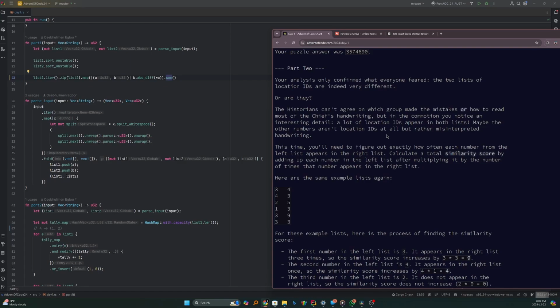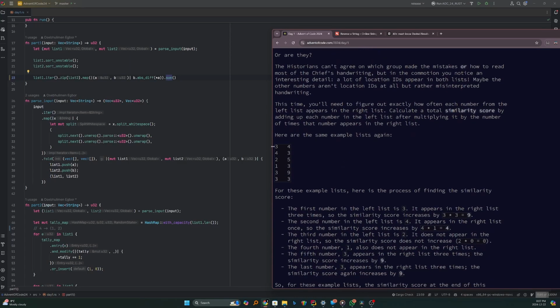The historians can't agree on which group made the mistakes or how to read most of the chief's handwriting. But in the commotion, you notice an interesting detail. A lot of location IDs appear in both lists. Maybe the other numbers aren't location IDs at all, but rather misinterpreted handwriting. This time, you would need to figure out exactly how often each number from the left list appears in the right list. Calculate a total similarity score by adding up each number in the left list after multiplying it by the number of times it appears on the right list.